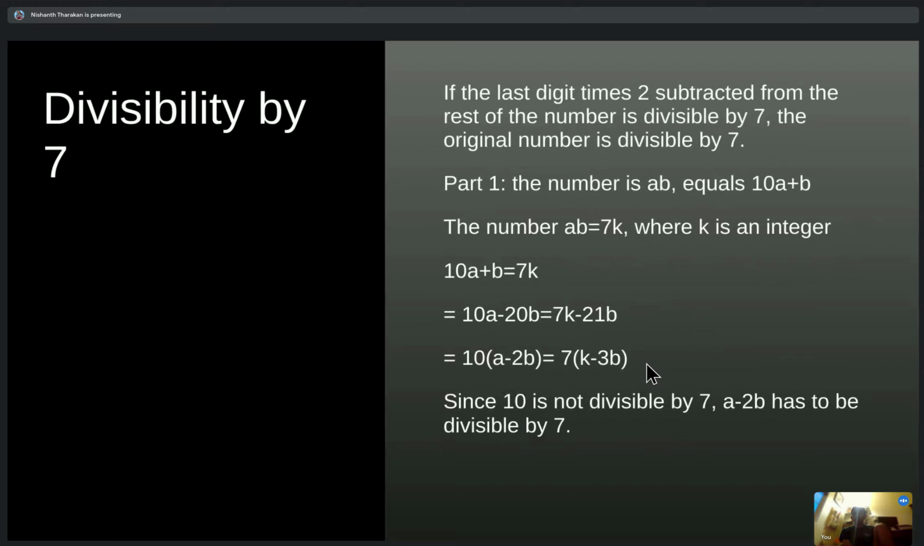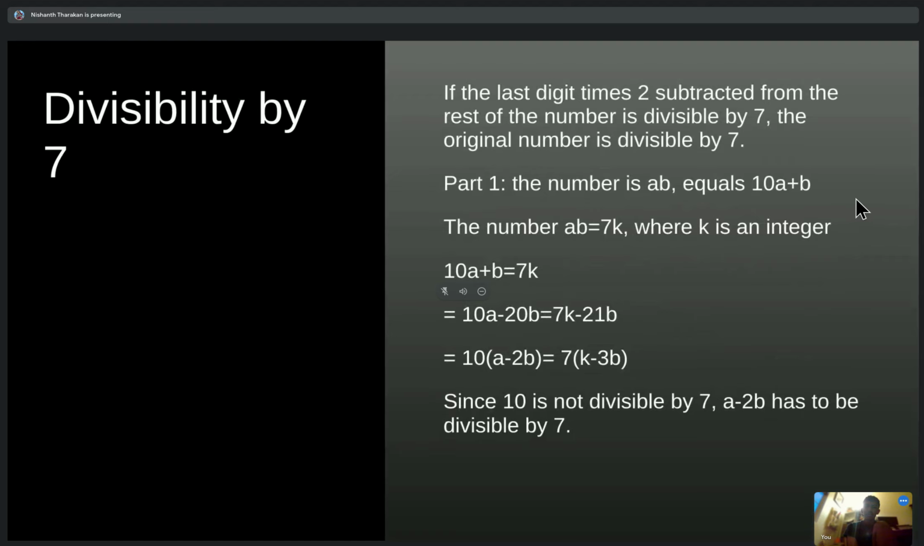The fun one of the day, divisibility by 7. So what you do is you multiply the last digit by 2, and you subtract it from the rest of the number. If that result is divisible by 7, the whole thing is divisible by 7. So this one has two parts. This is part 1.